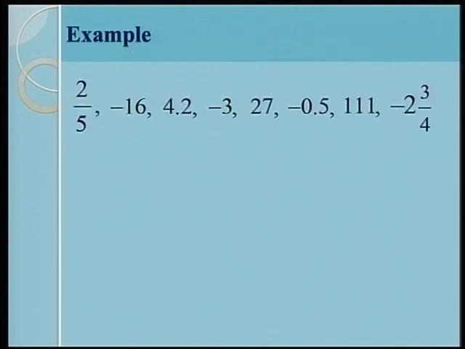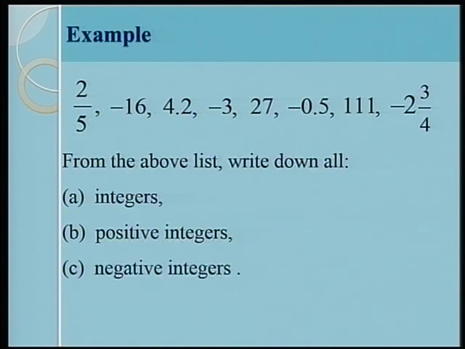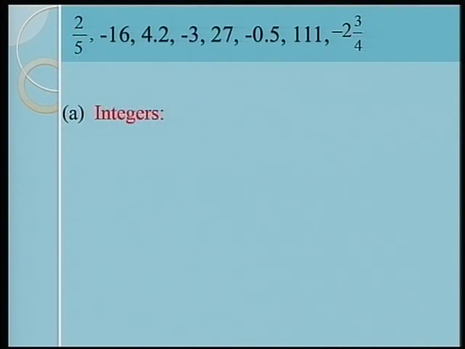Let's have a look at this example. You are given a list of numbers where you need to write down all the integers, positive integers, and negative integers. Let's look at the list of numbers given. The first number is 2/5, which is a fraction. Fractions and decimals, if you will remember, are not integers. So we cannot take the first one.